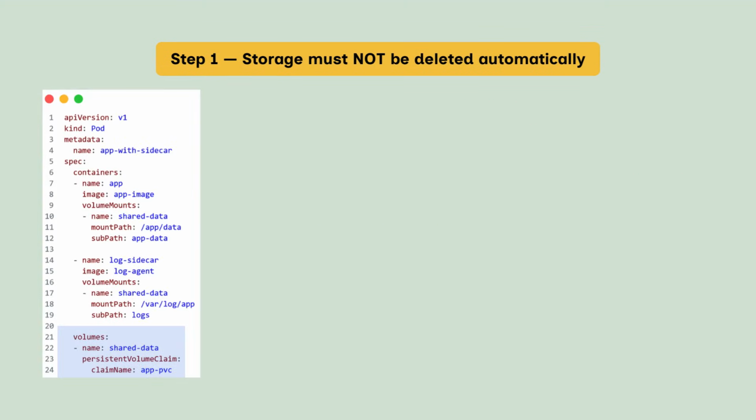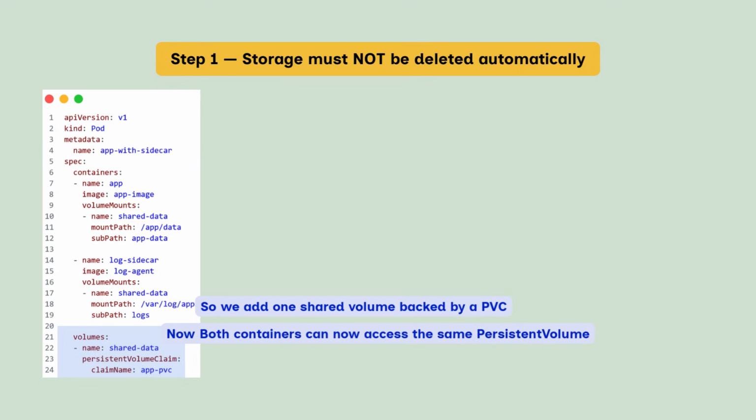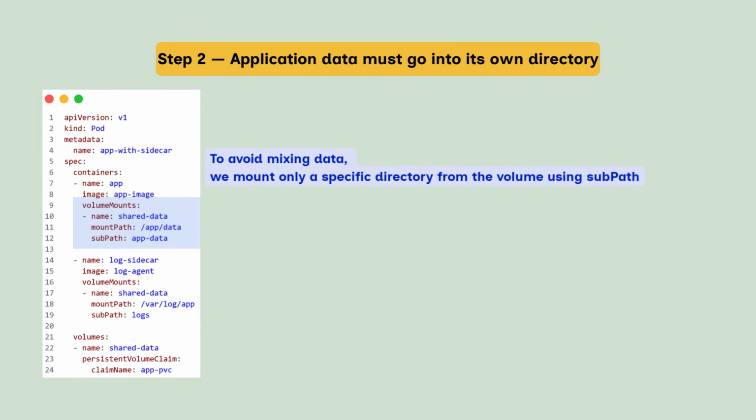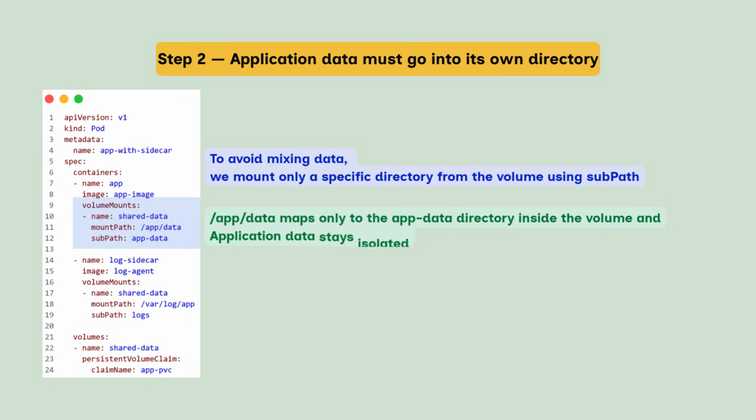First, both containers must use the same PersistentVolumeClaim. So we add one shared volume backed by a PersistentVolumeClaim. Now both containers can access the same PersistentVolume. Next, application data must go into its own directory. To avoid mixing data, we mount only a specific directory from the volume using subPath. /app/data maps only to the app-data directory inside the volume, and application data stays isolated.